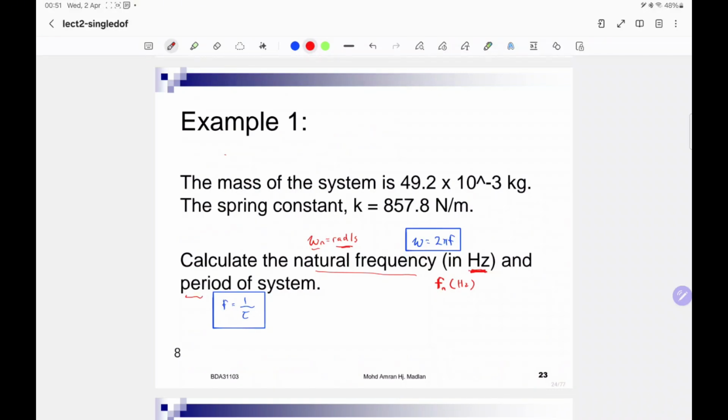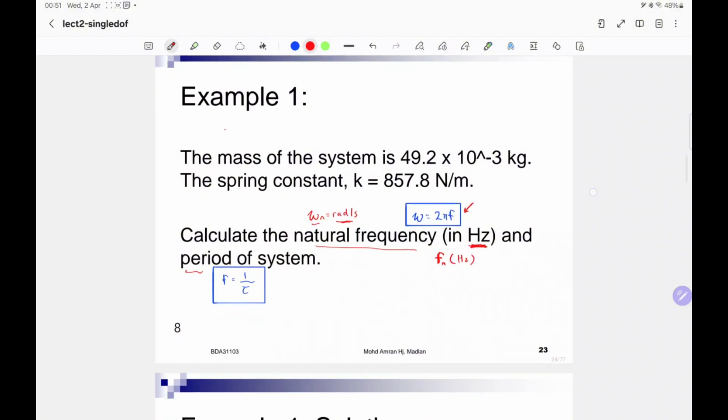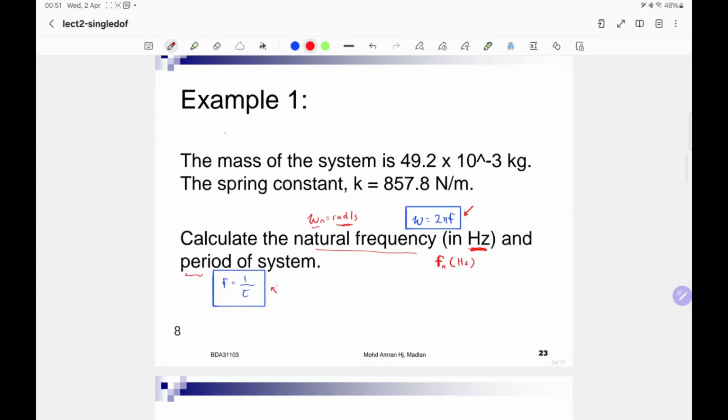So how do we find the natural frequency in Hertz? We can use this equation whereby omega n is equal to 2 pi fn, and for the period of the system we can use this equation whereby f is equal to 1 over period.